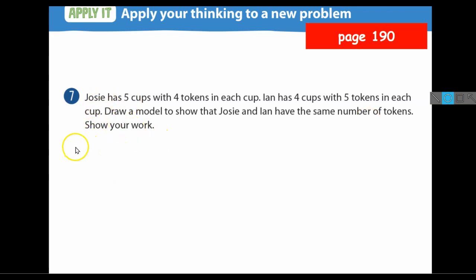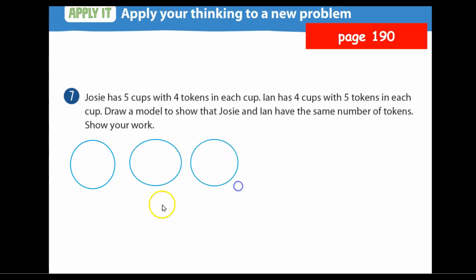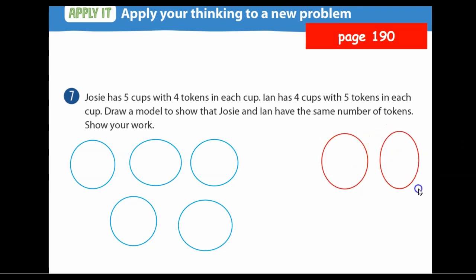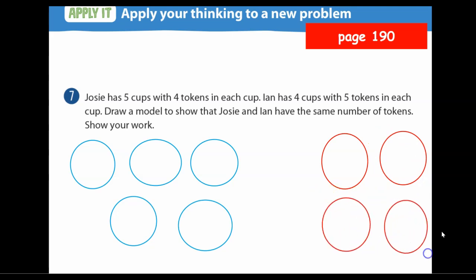Okay, so Josie has 5 cups. 1, 2, 3, 4, 5. Okay, but Ian has 4 cups. I'll use another color for Ian. 1, 2, 3, 4. Okay. Says that Josie has 5 cups with 4 tokens each. 1, 2, 3, 4. Okay, Ian has 4 cups with 5 tokens each.